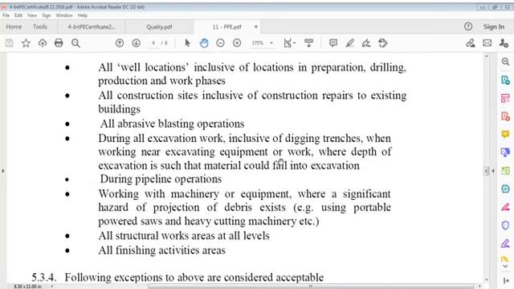All well locations, inclusive of locations in preparation, drilling, production and work phases. All construction sites, inclusive of construction repairs to existing buildings. All abrasive blasting operations during all excavation work, inclusive of digging trenches, when working near excavating equipment or work where depth of excavation is such that metal could fall into excavation during pipeline operations.